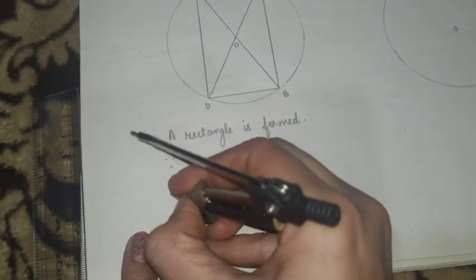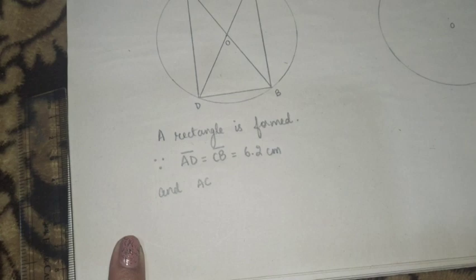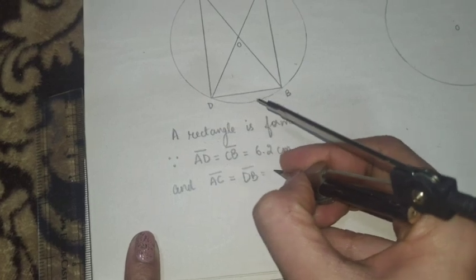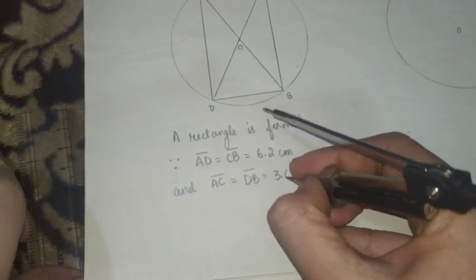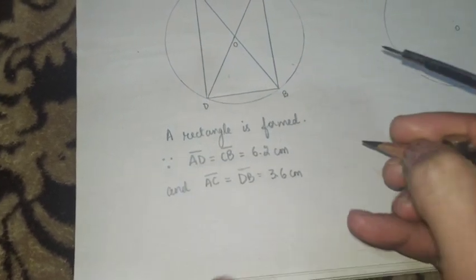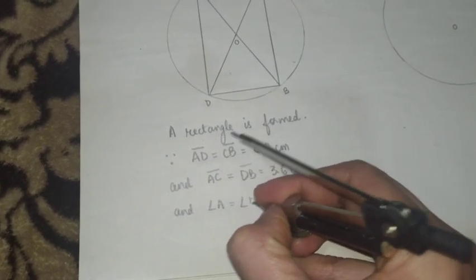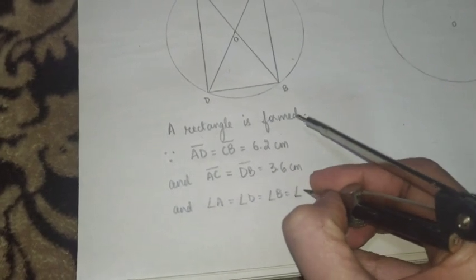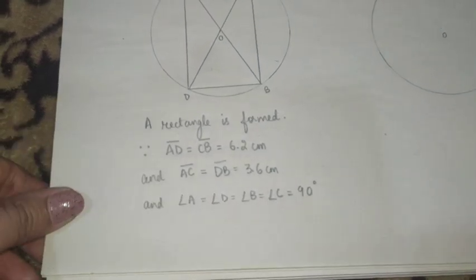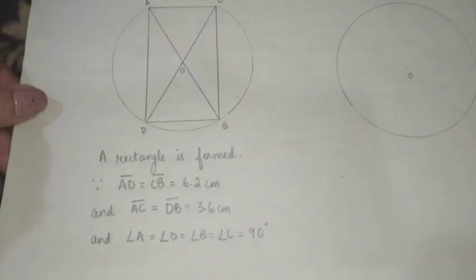Okay, and AC, since these are line segments, I'll put the bar on them. AC is equal to DB, which was 3.6 centimeters, I guess. Okay, we'll just check again. Yes, 3.6 centimeters. And all the angles, angle A is equal to angle D is equal to angle B is equal to angle C. They all are equal to 90 degrees. Okay, so that's how you check that the figure obtained in this circle is a rectangle.